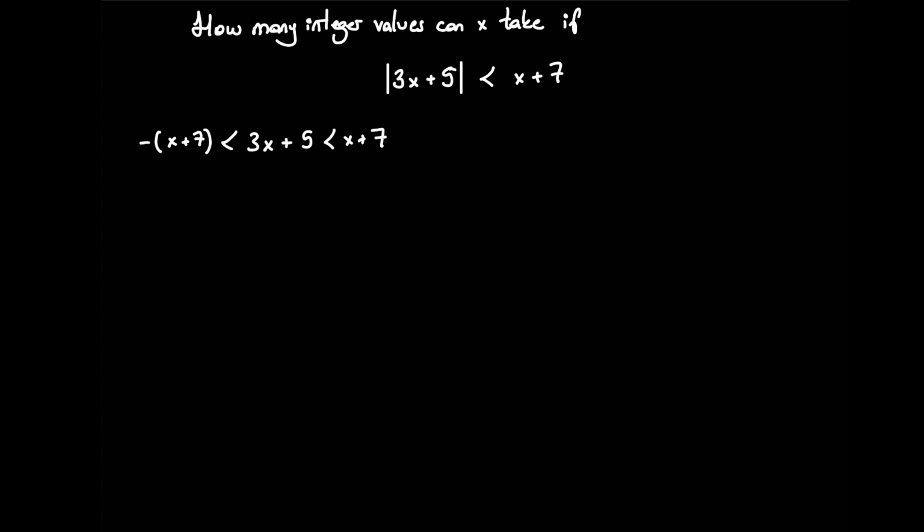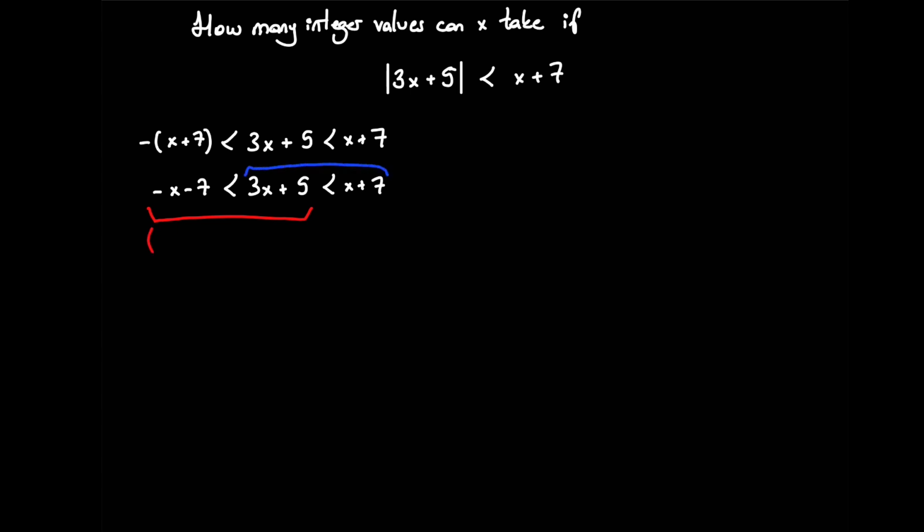Because if 3x plus 5 is less than minus x plus 7, then the distance between 3x plus 5 and 0 will be greater than x plus 7. The question says that the distance between 3x plus 5 and 0 must be less than x plus 7. So I will write this inequality one more time. 3x plus 5 is lower than x plus 7 and greater than minus x minus 7. Now we have two cases. The first case is here and the second case is this one.